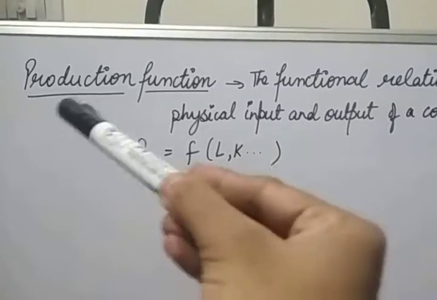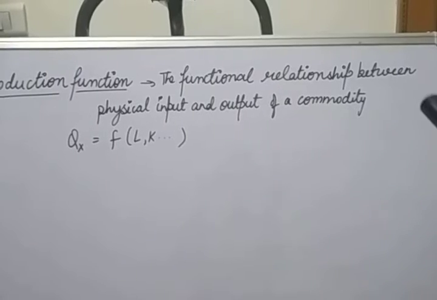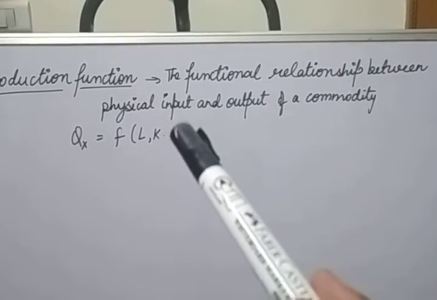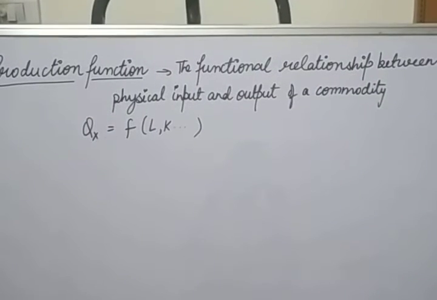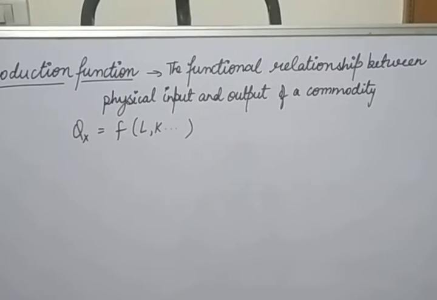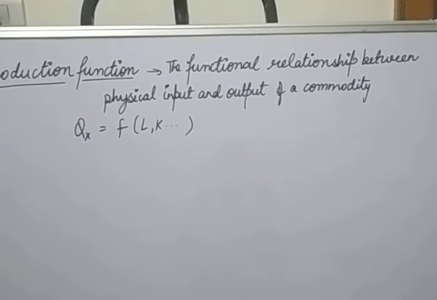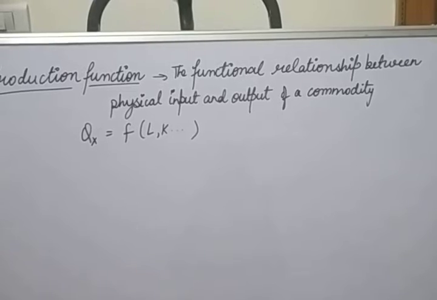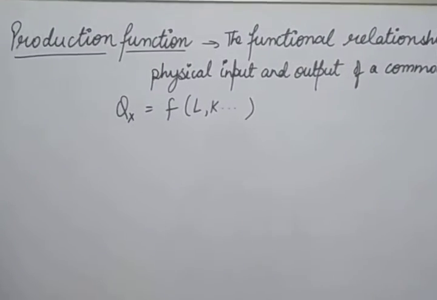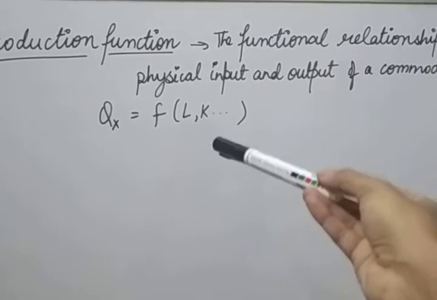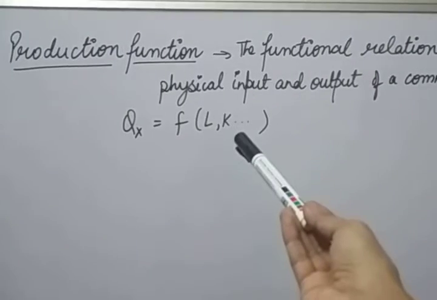Now next one is the production function. Meaning of the production function: the functional relationship between physical input and output of a commodity. Or in other words, production function is a technological relationship that shows the maximum output producible from various combinations of inputs. Now what inputs can we use in the production process? Land, labor, capital, entrepreneur. So output is a function of the physical inputs.